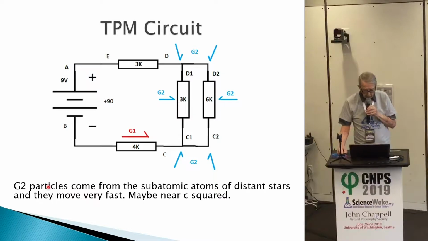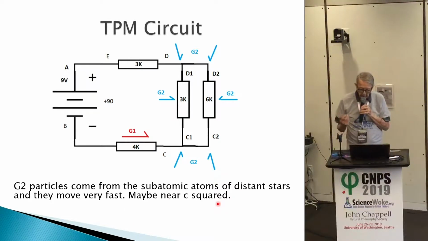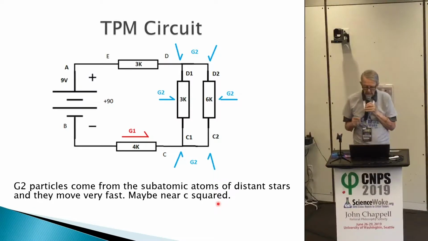And the G2 particles, the blue lines, are the G2 particles surrounding it. Not in any particular order here, just to show it's surrounding it. And they are moving very fast, as I pointed out offline. My opinion is they come from subatomic atoms. They're subatomic orbitals moving at a very high speed.